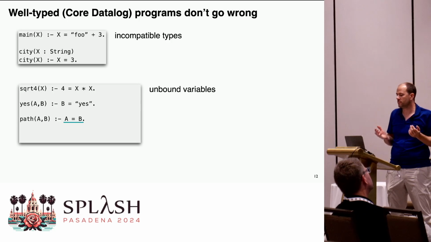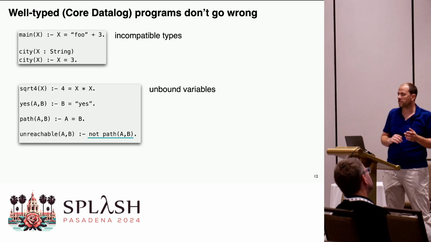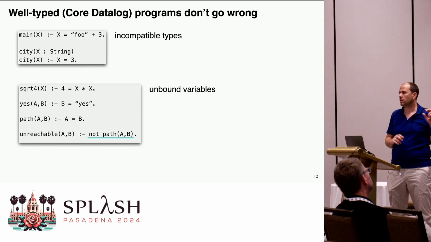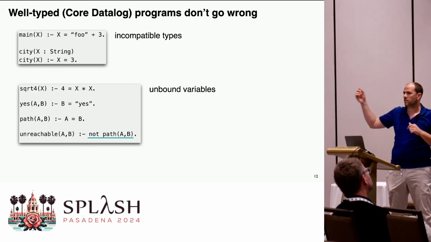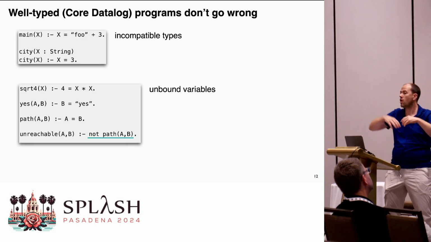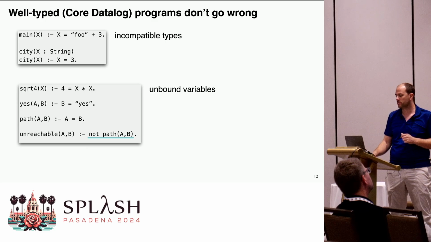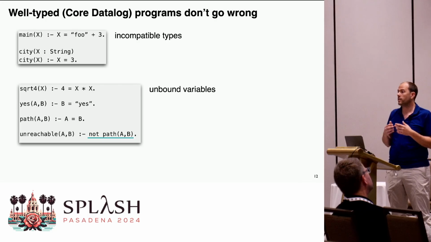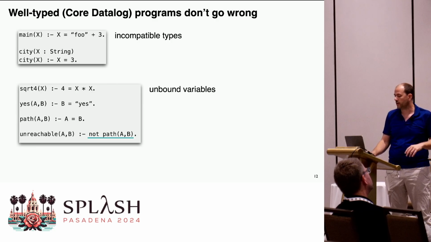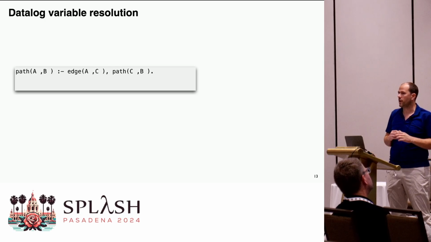And then finally, one more example, if you have negative calls, they are like checking that something is not in a relation. And since the complement of a relation is not necessarily computable, you actually need to know what you're checking for. So you need to know what A and B are before you can check if they're not in path. And again, in this example, A and B are unbound. So how can we reason about the boundedness of variables in Datalog in a way that it's precise and extensible by extensions? Okay, so let's look at this rule again that we saw at the very beginning of the talk.